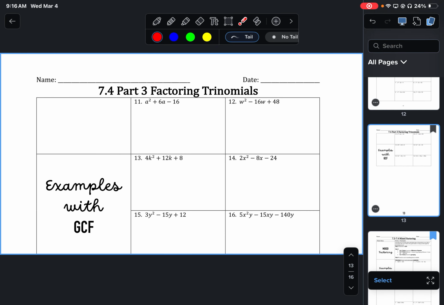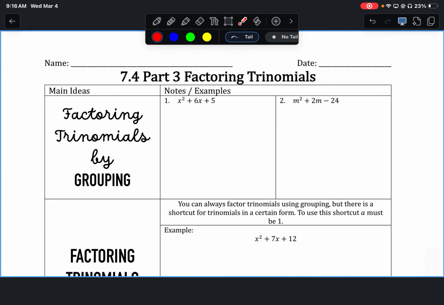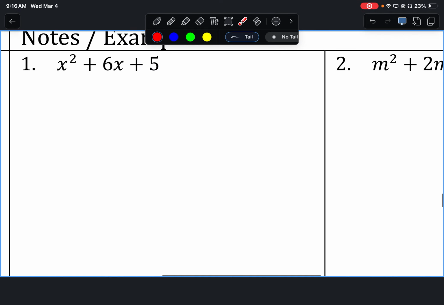Okay, that is done now. All right, so we're gonna start with question 1. What is our A term in question 1? 1. It is understood to be a 1 because that's what's in front of x squared. What is our B term? What is our C term?